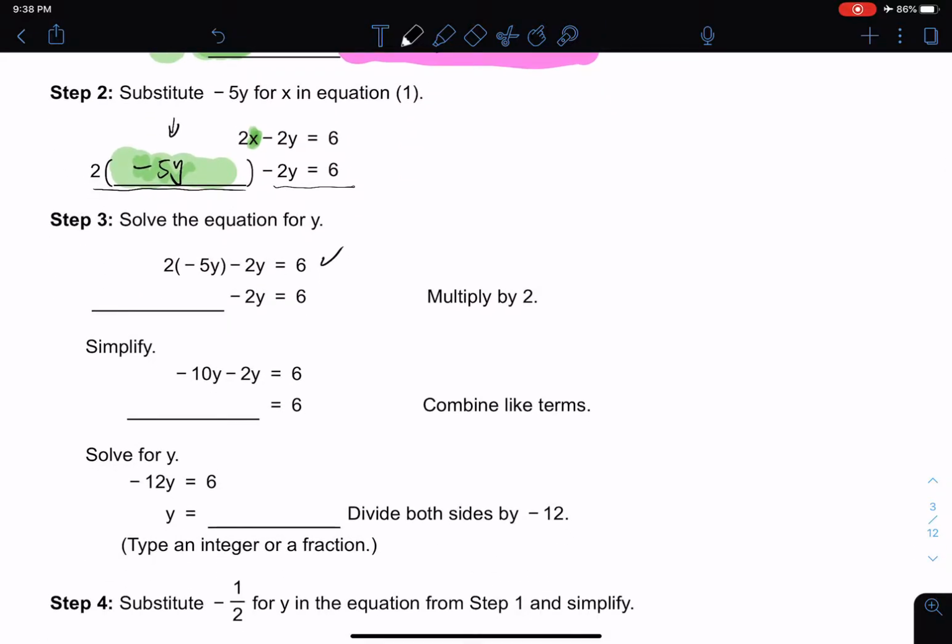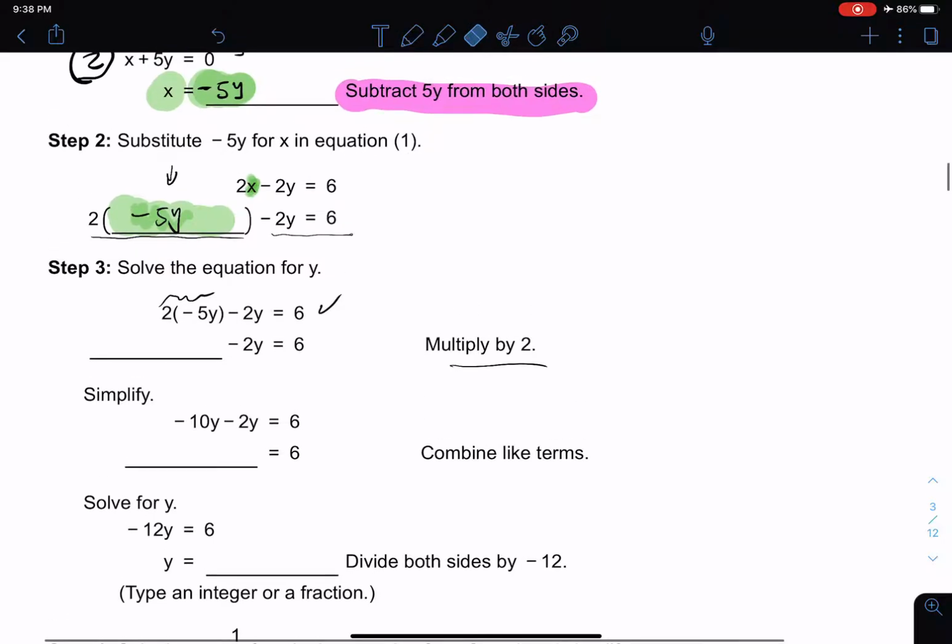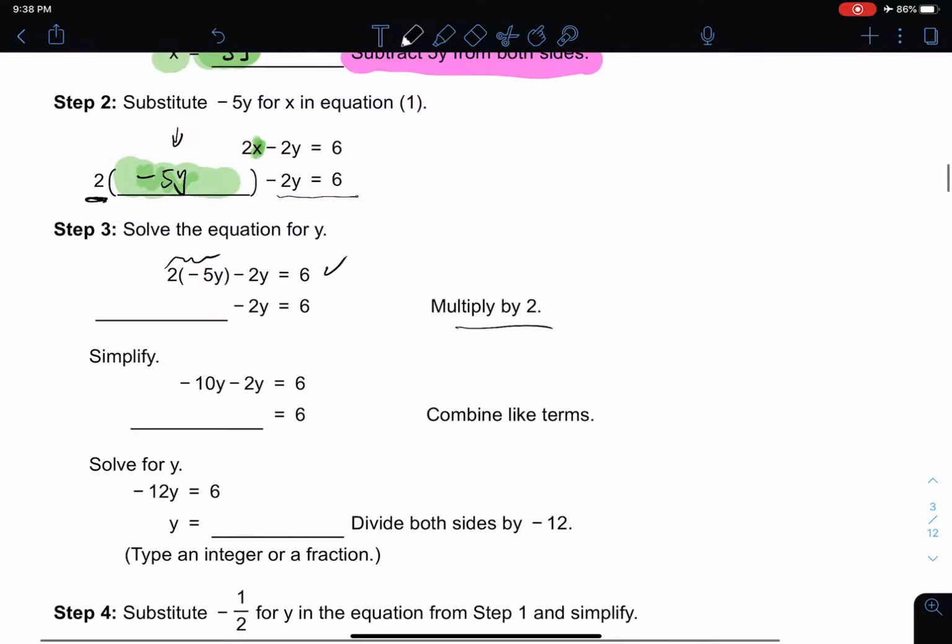So now we go ahead and multiply, and they're giving us step by step, multiply 2 times negative 5y, and we're not introducing the 2. It's already here, right here. So now 2 times negative 5y is negative 10y.